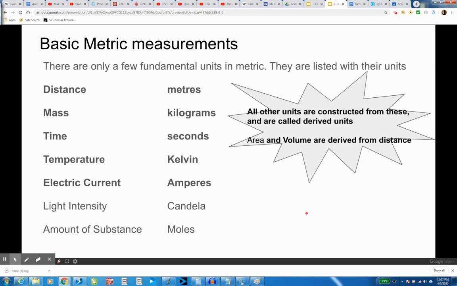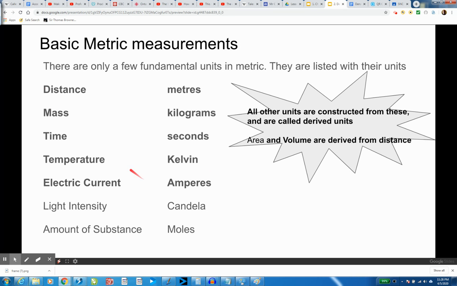In metric, there are only a few fundamental units, just 7 of them, for distance, mass, time, temperature, electric current, light intensity, and amount of substance. We call metric MKS for meters, kilograms, and seconds. Temperature is in Kelvin, not in Celsius. They're equivalent to each other, and we've already done amperes. So it's only candela and moles left to go. Everything else is assembled from these. There are hundreds of units, but they all come from these 7.